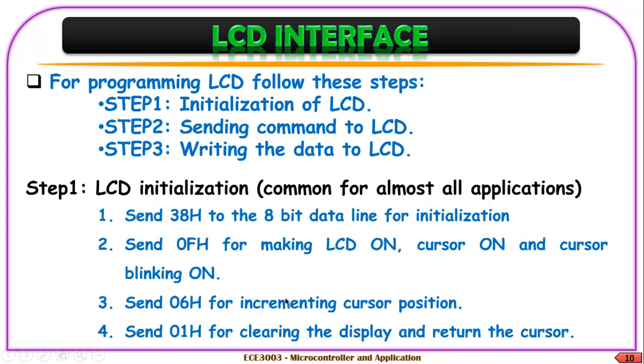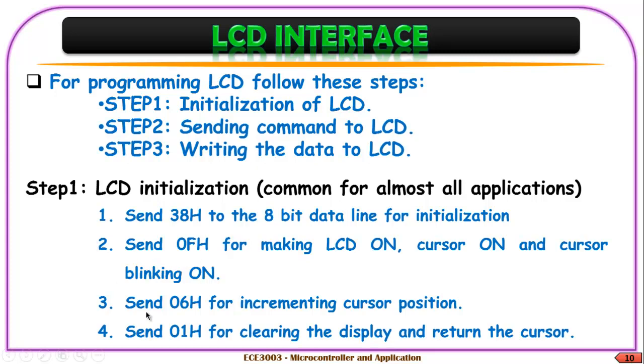So let's see how we initialize the LCD screen. The steps I'm going to propose here are almost common for all applications which have an 8051 microcontroller interfaced with an LCD screen. First, we must send a value of 38. This is the command value on the 8-bit data line for the first initialization. After which, we send a value of 0F, or in some cases you can send 0E. It depends on your wish. 0F makes the LCD display on, the cursor on, and the cursor blinking on. By passing this 0F, you're turning the LCD screen on and indicating the cursor point on the LCD.